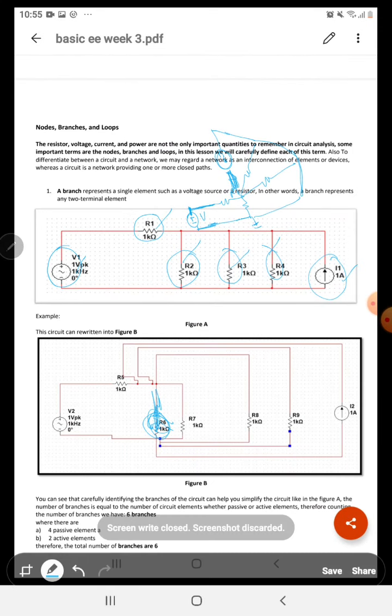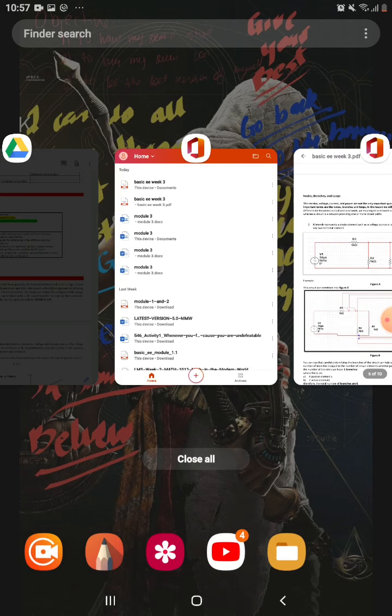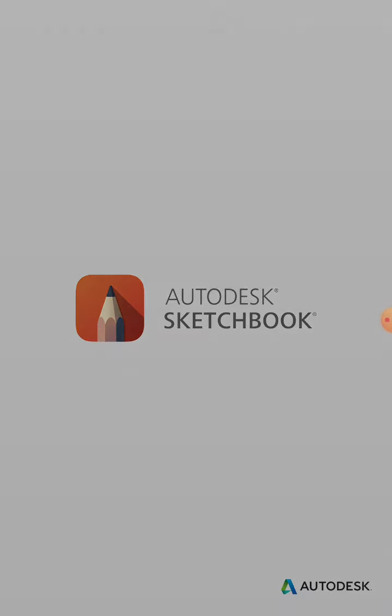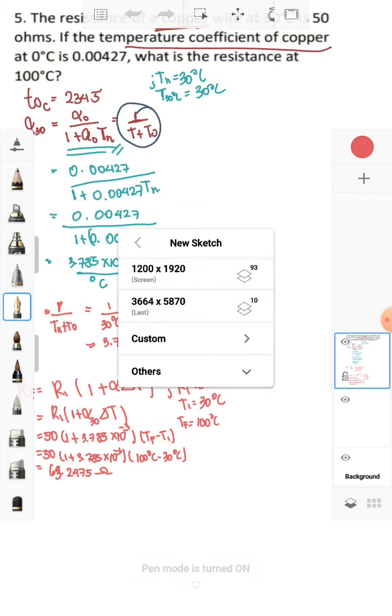Okay, para mas maintindihan nyo, ilagay natin siya sa ito. Okay? Sketchbook. You sketch. Okay.